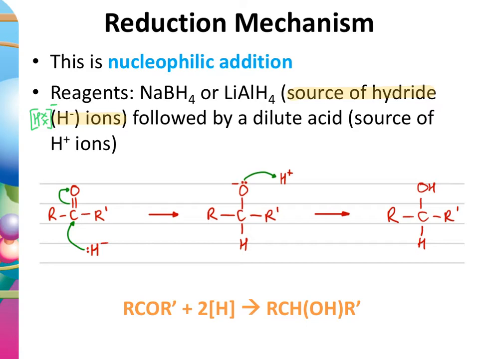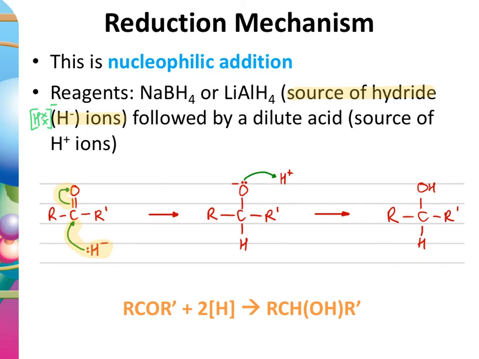Looking at the actual mechanism itself, we have our hydride ion. We must show that pair of electrons because it's the movement of that pair of electrons that we're showing when we draw the arrow. So we draw an arrow from that pair of electrons on the hydride ion to the delta positive carbon of the carbonyl group. Then, something a little bit new is that the pi electrons move on to the oxygen.